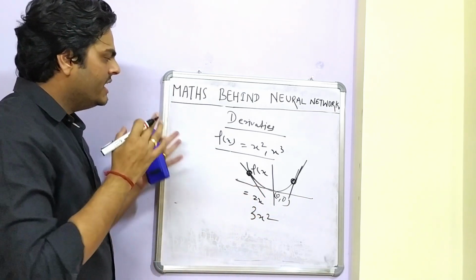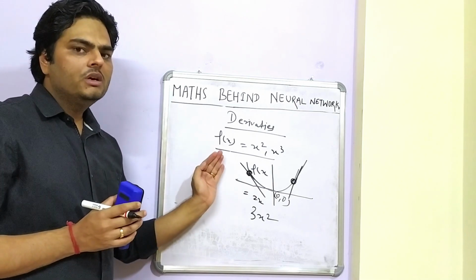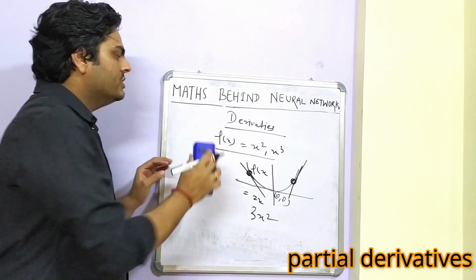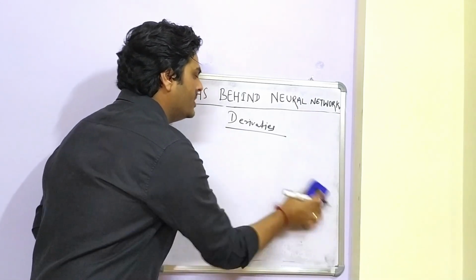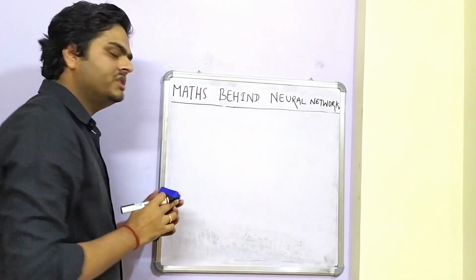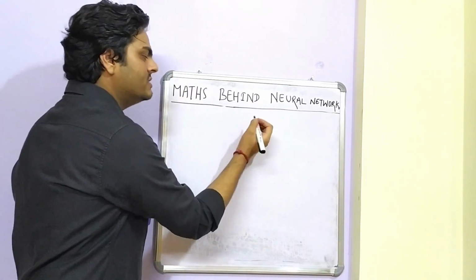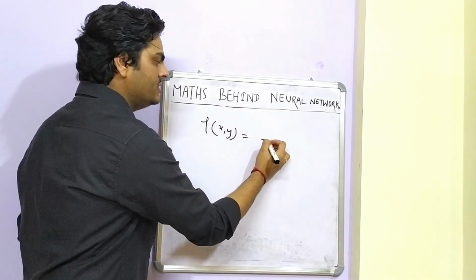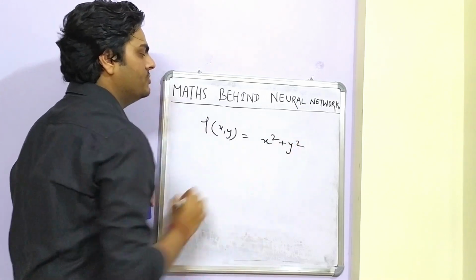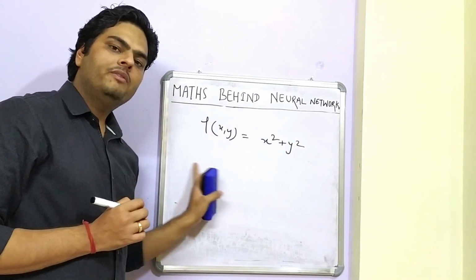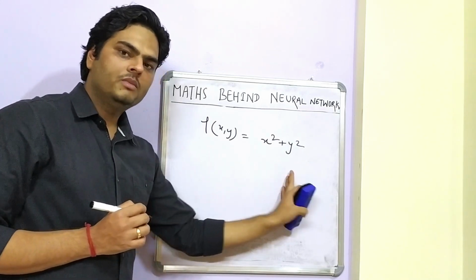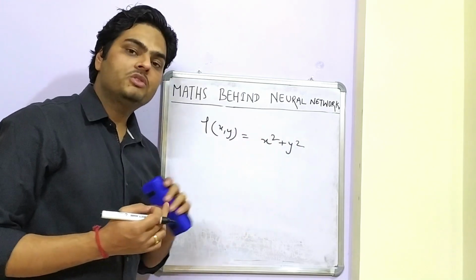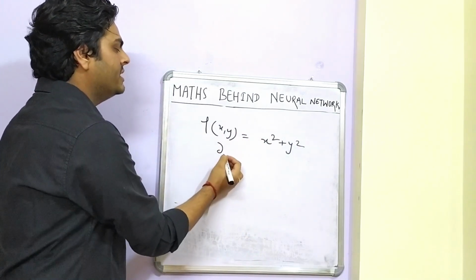Okay. Having said that, what is the use of derivative and partial derivative in neural networks? There is something called partial derivative that I want to make you understand. So what is a partial derivative? Let us say there is a function of x and y, and this function looks like this: x square plus y square. The partial derivative of a function is the derivative in which you treat all other variables as constant. So this is how partial derivative is written.